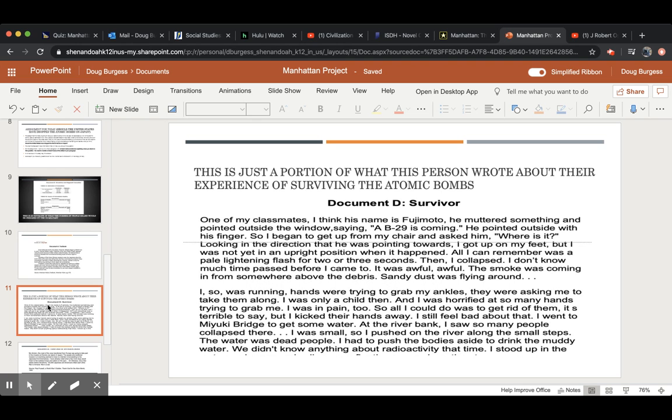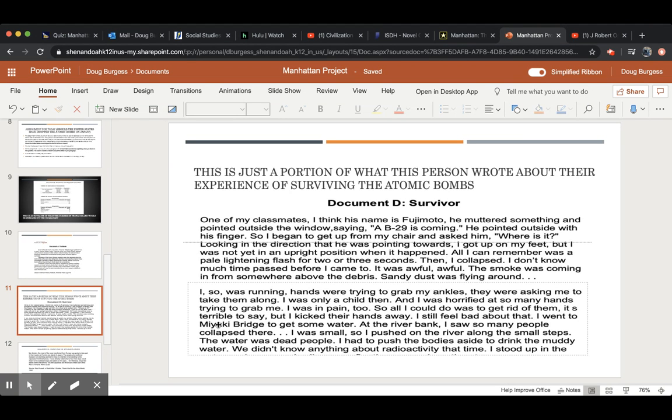Okay, document B. This is a part of what a person wrote about their experience surviving the bomb. And they wrote that one of my classmates, I think his name is Fujimoto, he muttered something and pointed outside the window saying, "A B-29 is coming." He pointed outside with his finger, so I began to get up from my chair and asked him, "Where is it?" Looking in the direction that he was pointing towards, I got up on my feet, but I was not yet in an upright position when it happened. All I can remember was a pale lightning flash for 2 or 3 seconds. Then I collapsed. I don't know how much time passed before I came to.